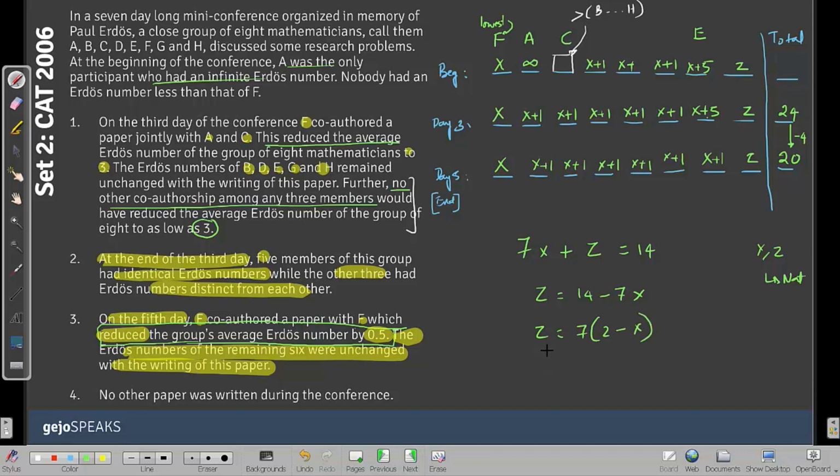So what are the values that x can take? X obviously cannot take the value 0. X also cannot take the value 2. If x takes the value 2, then 2 minus x will become 0, and z will become Erdos. Erdos is not part of the story, only Erdos is 0. The only value that x can take therefore is 1. That's a simple story. If x equals 1, z will be equal to 7.